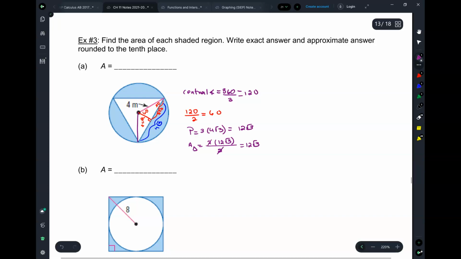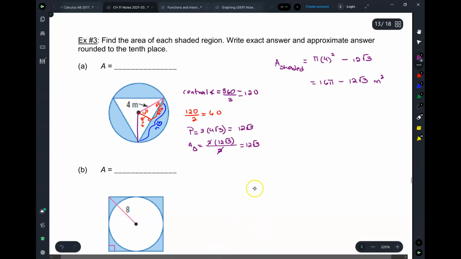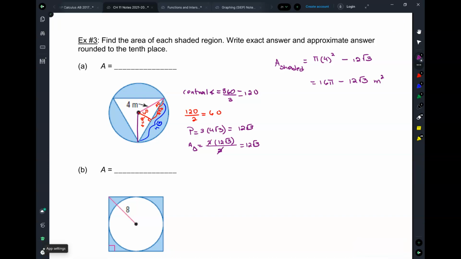Okay, so let's find the area of the shaded. Well, that's the area of the circle, right? Which is pi times 4 squared minus what we just found. So that means that 16 pi minus 12 root 3 meters squared. That's the answer. And if you put it in your calculator, you can get the approximate answer.